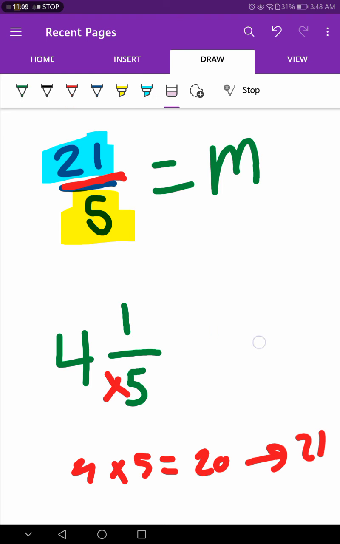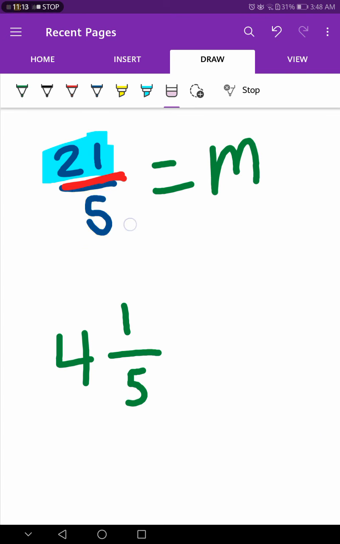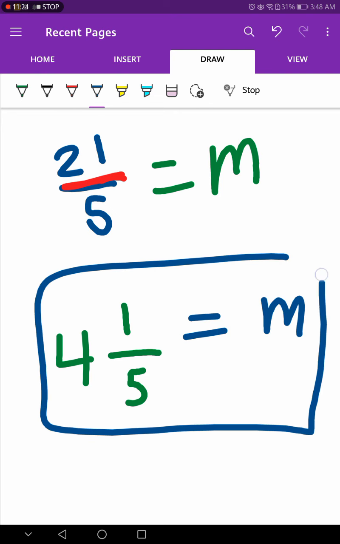Okay, my dear student, I hope you do everything here mentally, because it is easy and we took it a long time ago. Yes, so m equals 4 and 1/5.